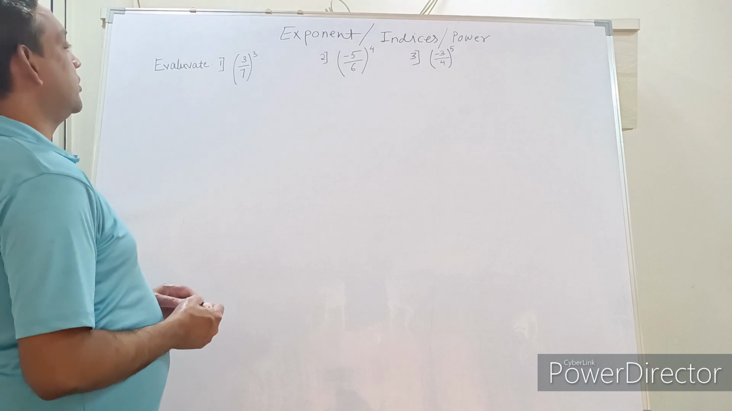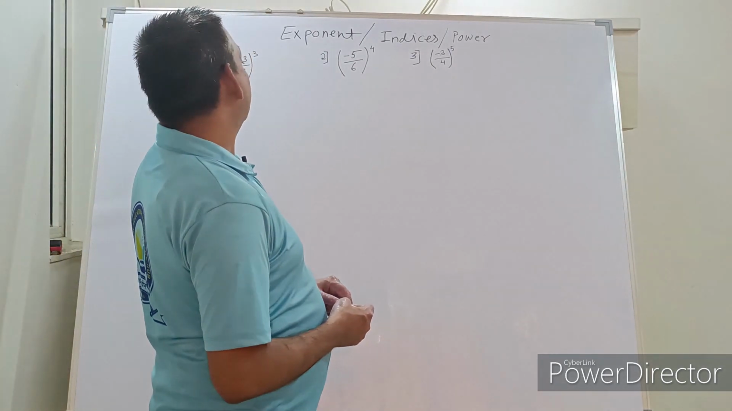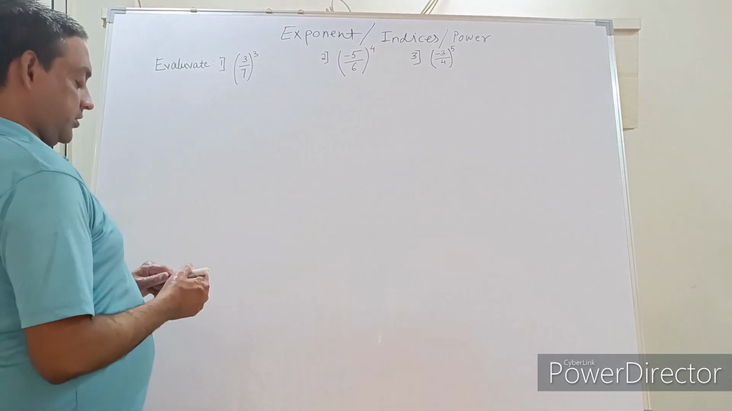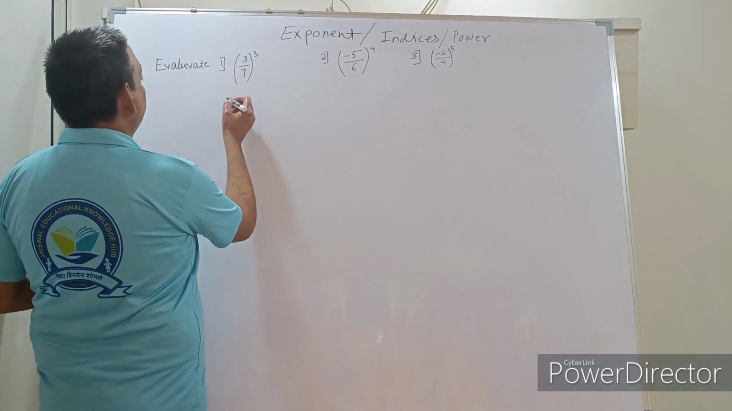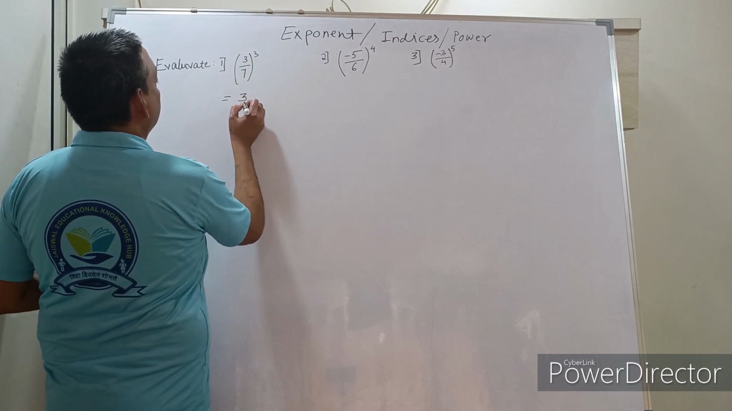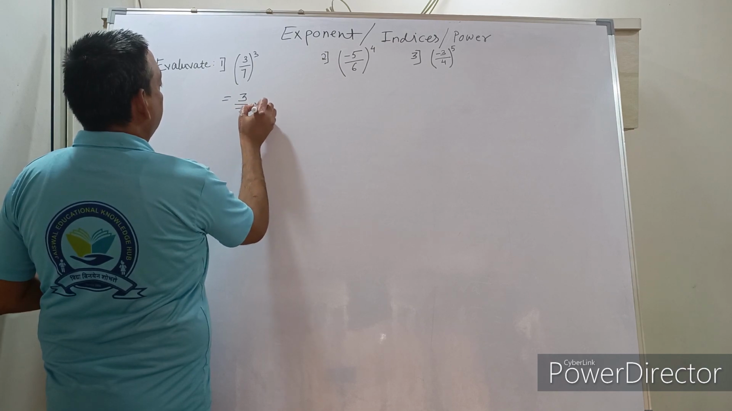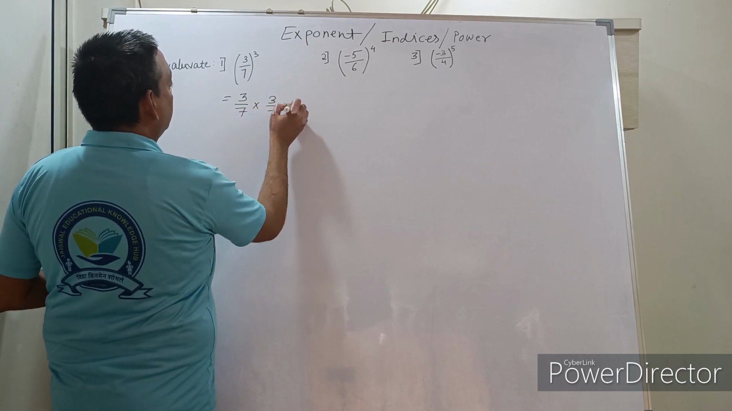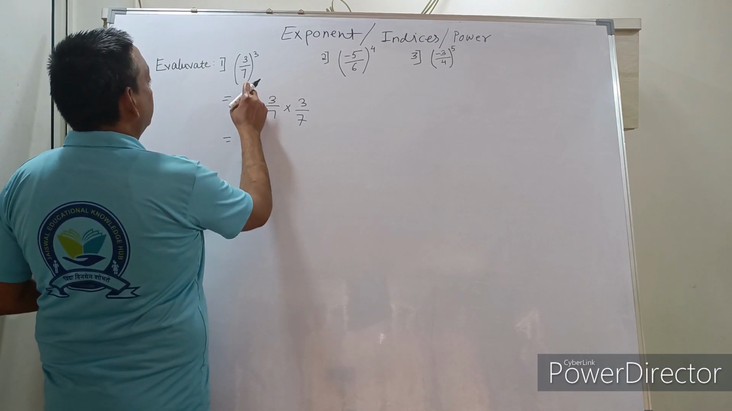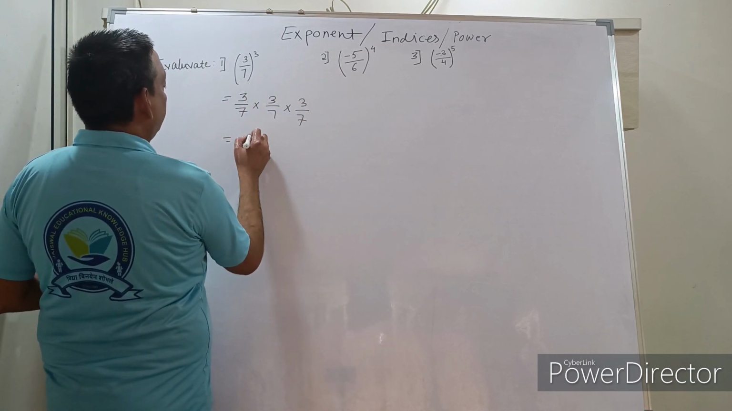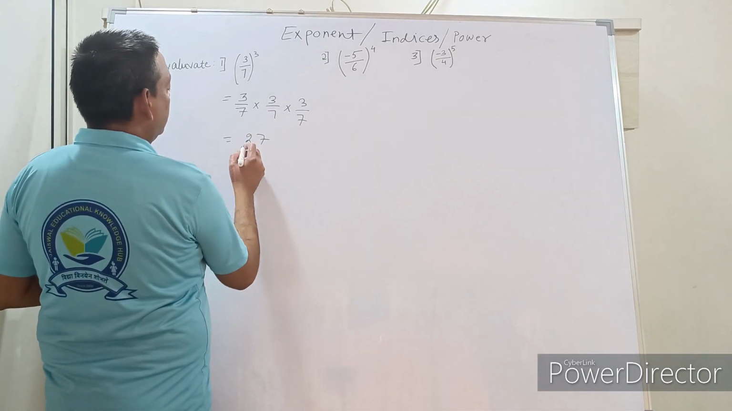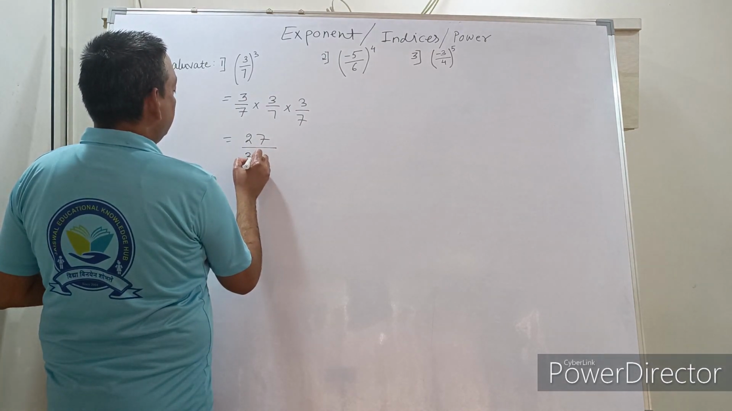Okay, so now we'll do 1 formula, we'll do few sums. So let's do the examples. The first one is evaluate 3 upon 7 raised to 3. This type of sum they can ask. So what we have to do here, 3 upon 7 raised to 3 given, meaning it will be 3 upon 7 into 3 upon 7 into 3 upon 7, and then we have to multiply 3 into 3 is 9, into 3 is 27, and then 7 into 7 is 49, and then 343.